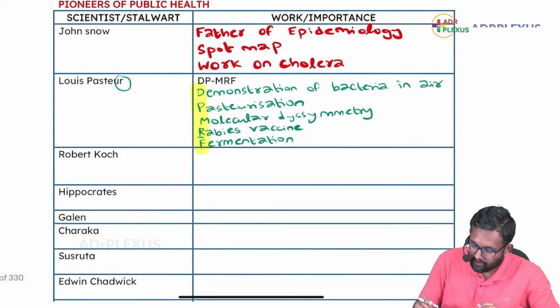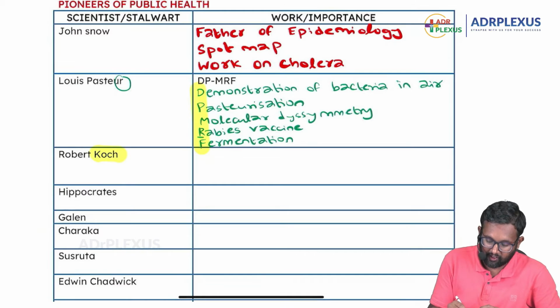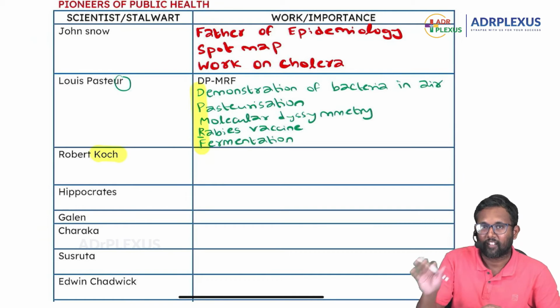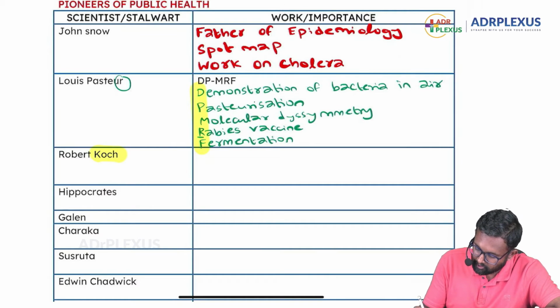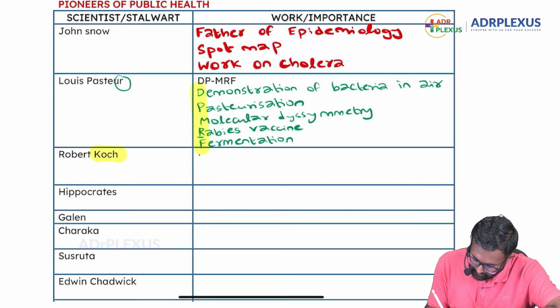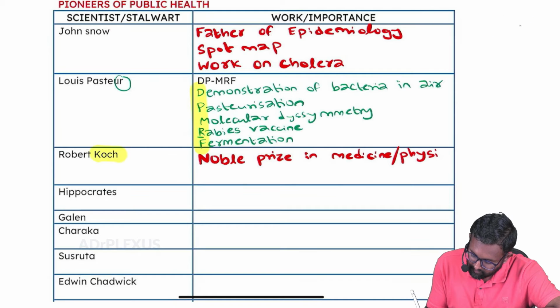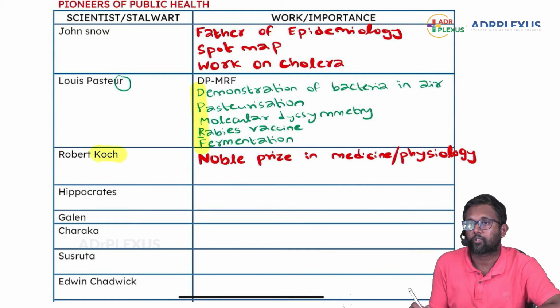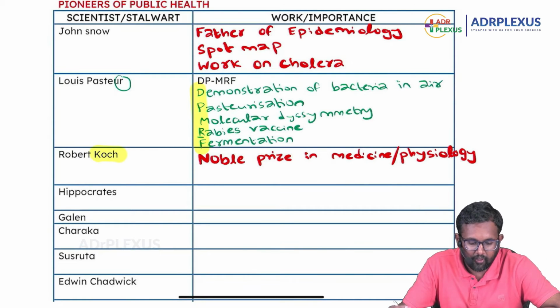Next, Robert Koch. Why is he coachifying? Because he said if he is not given the Nobel Prize, he will get coachified. Just for remembrance I'm telling. Actually, he was given the Nobel Prize. At the time, it was called the Nobel Prize in Medicine or Physiology.